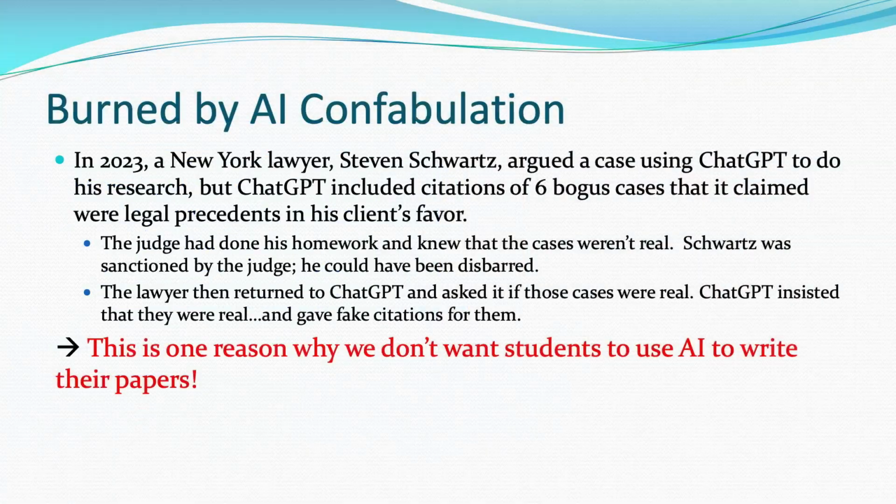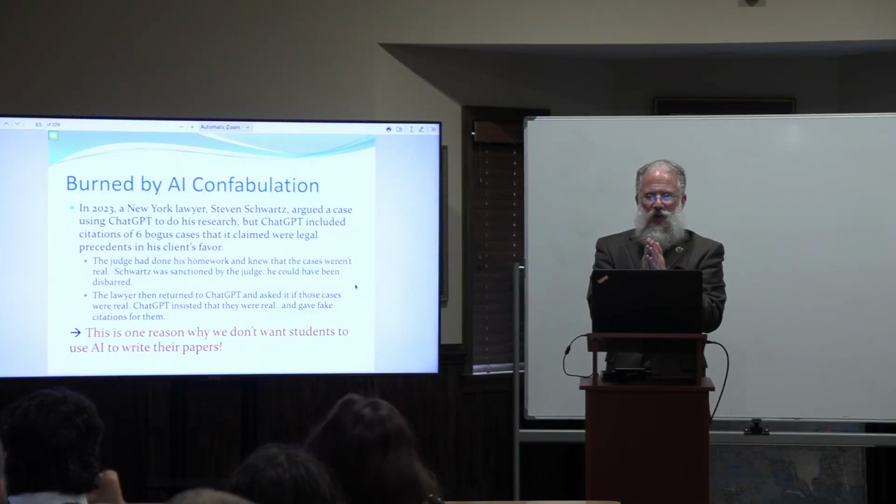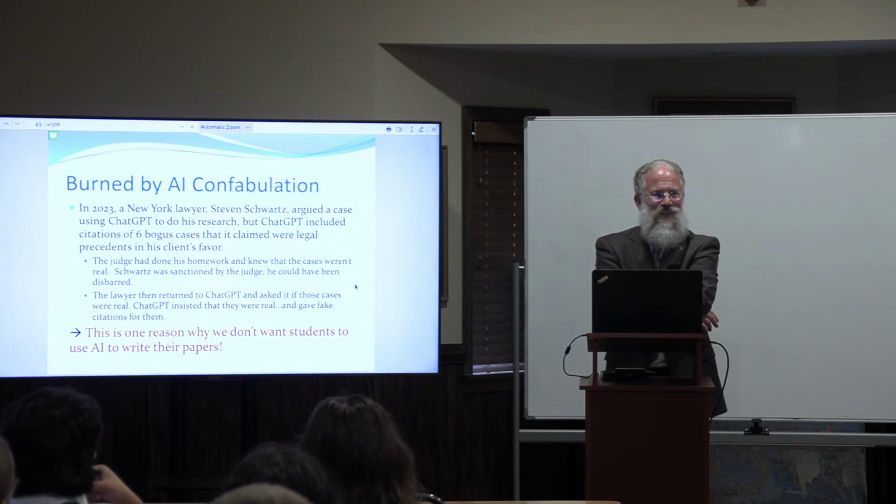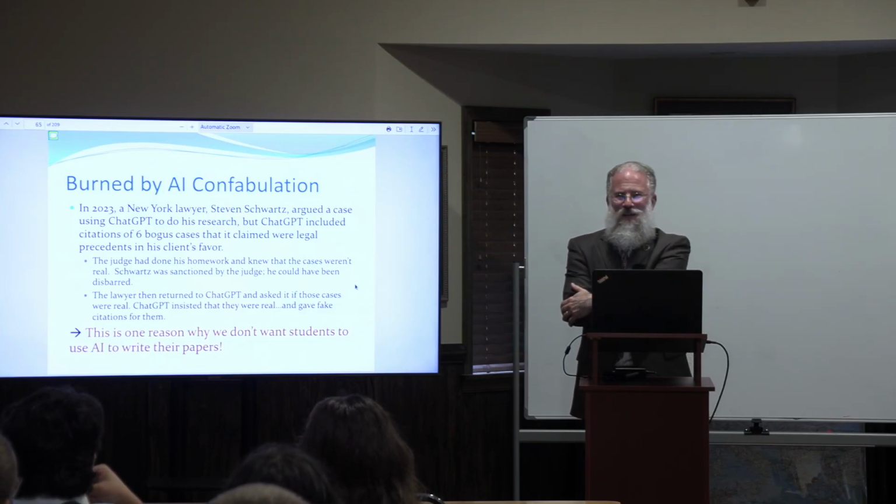In 2003, a veteran lawyer of many years, Stephen Schwartz, argued a case, and he used ChatGPT to do some of his research. ChatGPT included the citation of six completely bogus cases that it claimed were legal precedents in his client's favor.